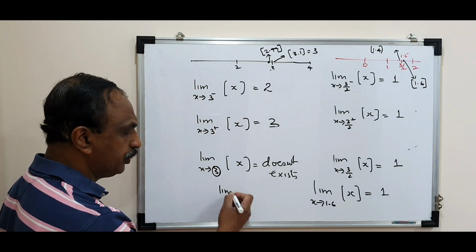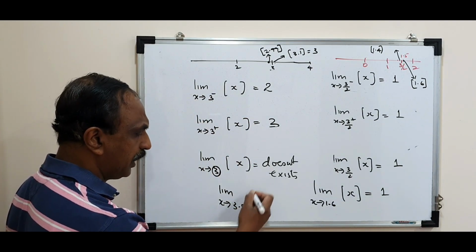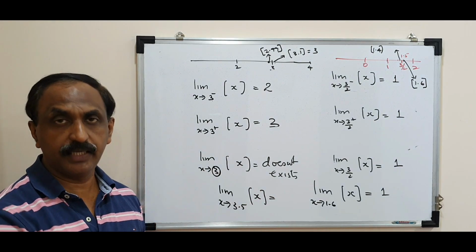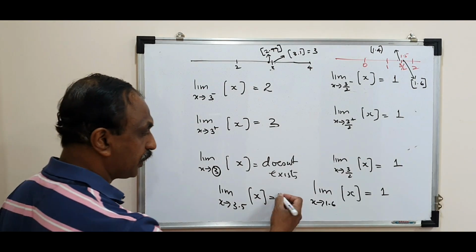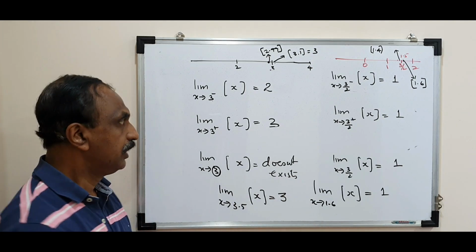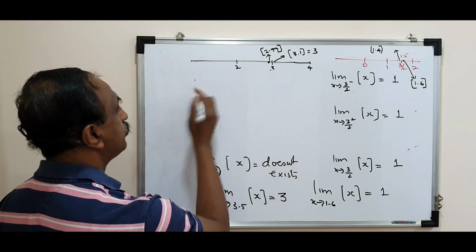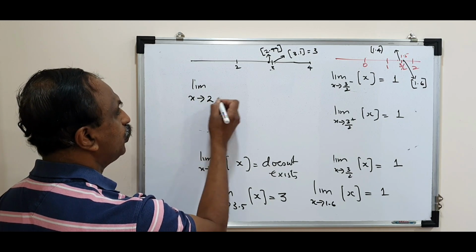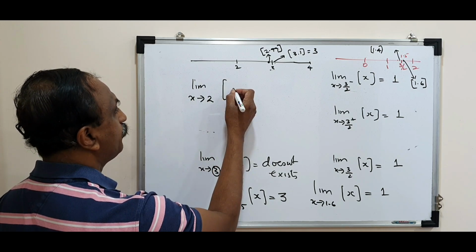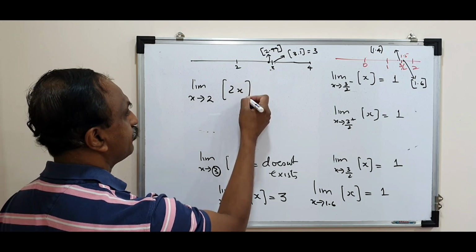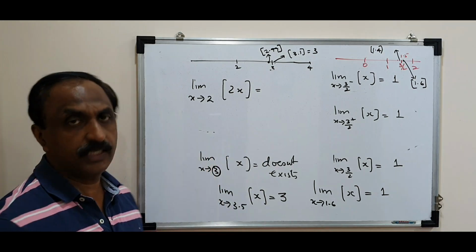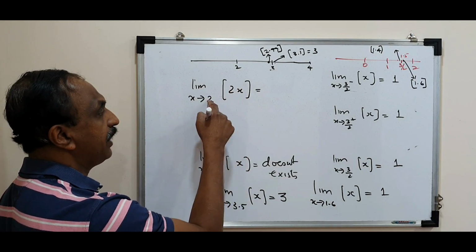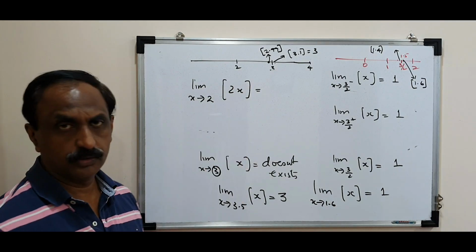Limit x tending to 3.5, integer of x. 3.5 lies between 3 and 4, the lower one is 3, so your answer is 3. Limit x tending to, let's say, 2, integer of 2x. Now x is near an integer, so 2x will become 4 when x is 2.